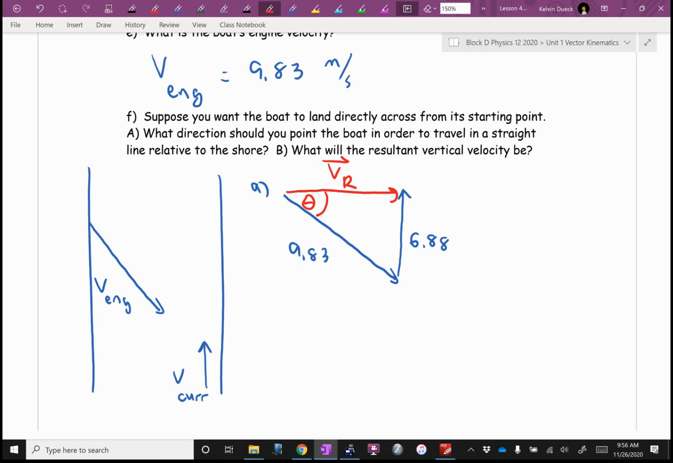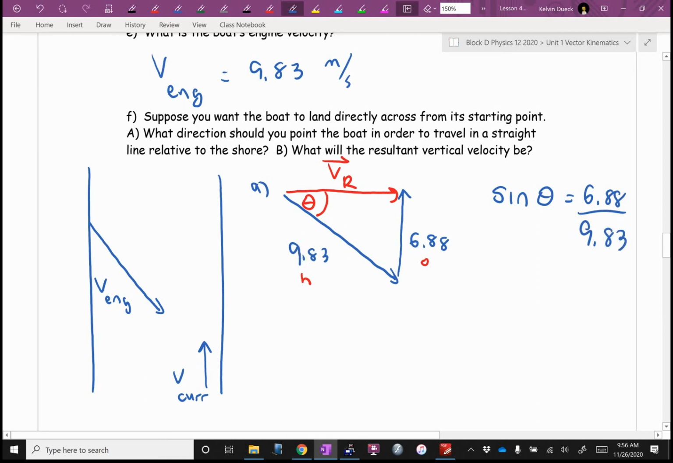6.88, opposite, adjacent, or hypotenuse? Opposite. 9.83. Ooh, not tan this time. This is a tougher question. Which trig function to find theta? Sine theta is going to be 6.88 over 9.83.